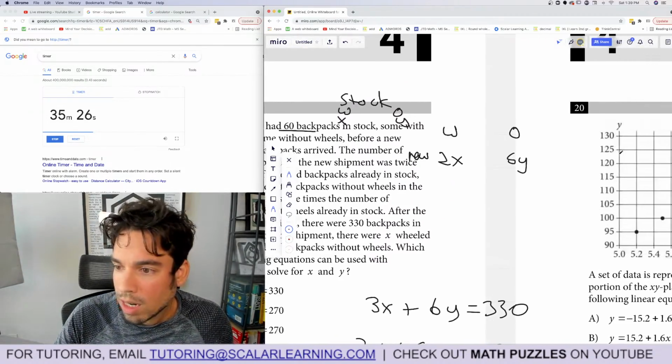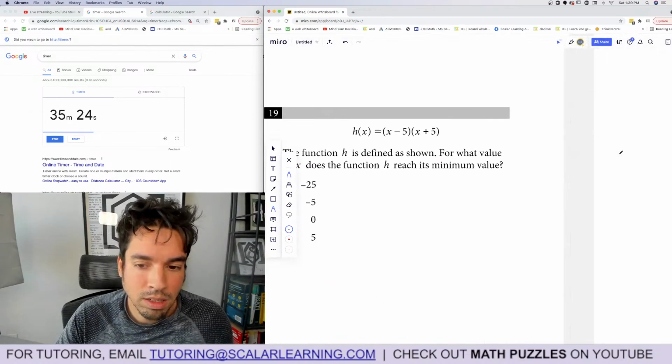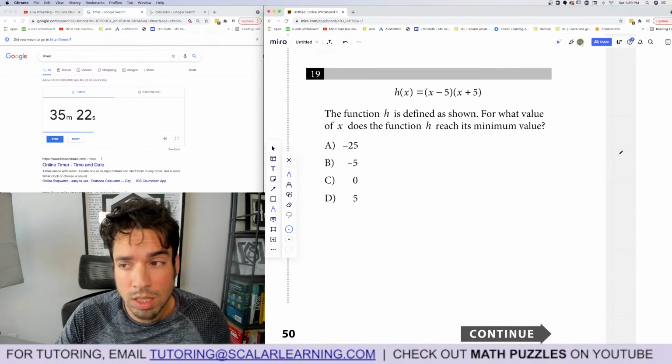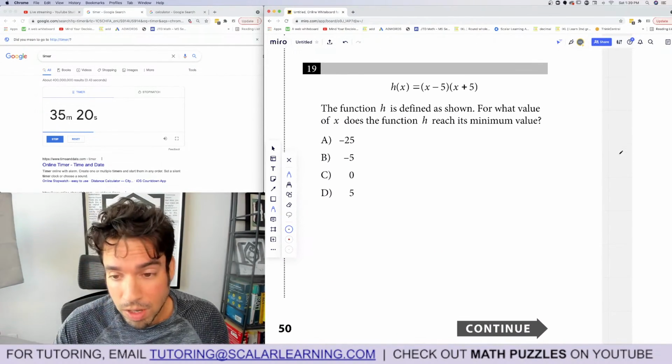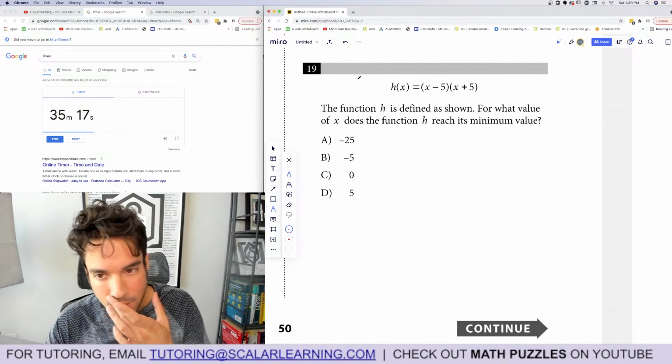Remember I told you yesterday that I think this is going to have to be hard to balance out the no calculator section? This is a really hard calculator section, I think. It's very difficult. And I can tell also based on how much time it's taken me.